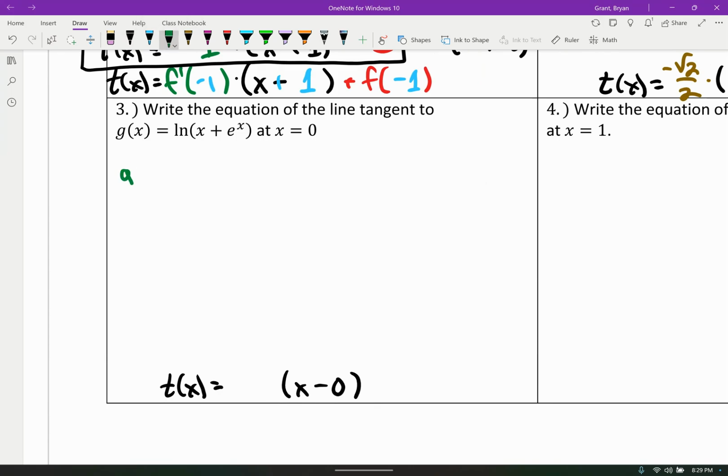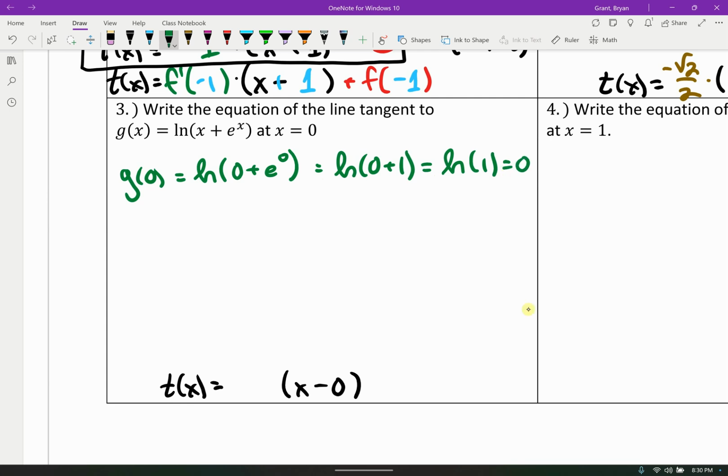So the first thing we'll find is g of 0. Natural log of 0 plus e to the x. Nope, plus e to the 0th. Awkward. Let's see, we know that anything to the 0th is 1. And we should know that any log of 1 is 0. So I know this is going to end in a plus 0, or minus 0 if you want.